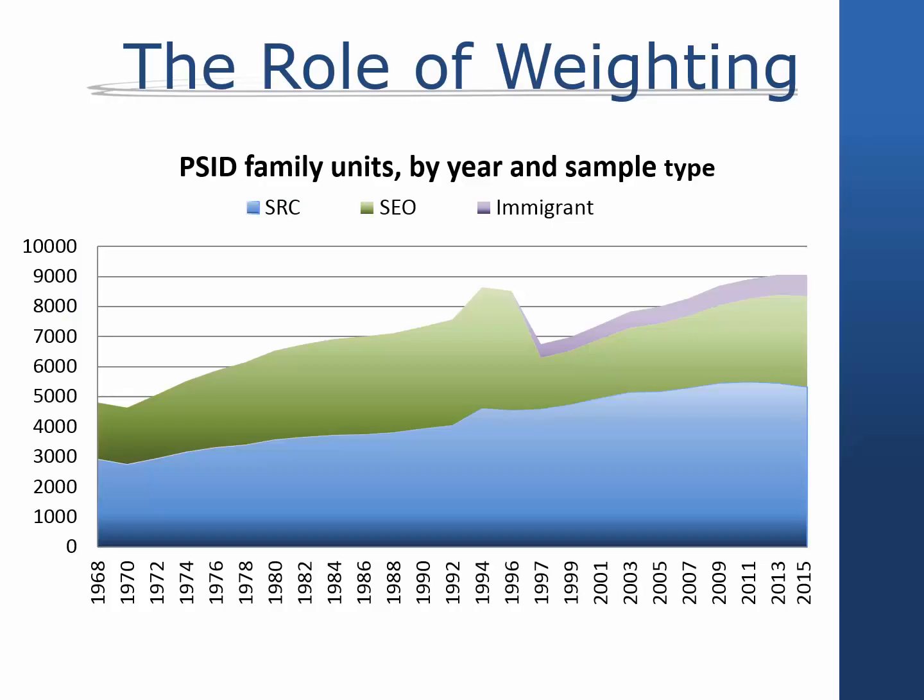The PSID sample combines the SRC, Survey Research Center, SEO, Survey of Economic Opportunity sample, and occasional immigrant refresher samples. Each of these samples is a probability sample. That is, a sample for which every element in the population has a known, non-zero chance of selection. Because not all families have the same probability of selection, weighting is needed for descriptive statistics to be unbiased. Weighting adjustments are also needed to attempt to compensate for differences in non-response in 1968 and subsequent waves.